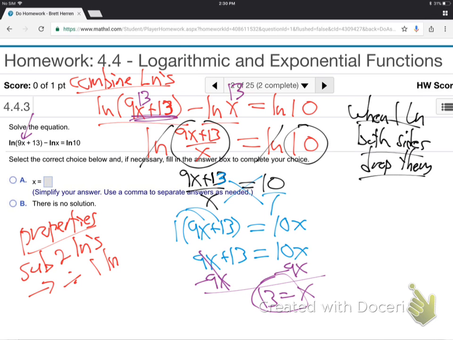Remember, as long as the inside is positive, it's all good. As long as the inside's not 0, not negative, you don't need to work out the details. You can usually just do it with your eyes. You can just say, look, 13, put it here, 9 times 13. That's like 100 something. Plus 13, it's not negative. It's good. So that's the real answer, 13. On that one. Is that okay?